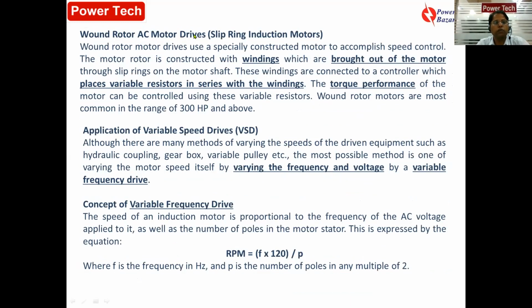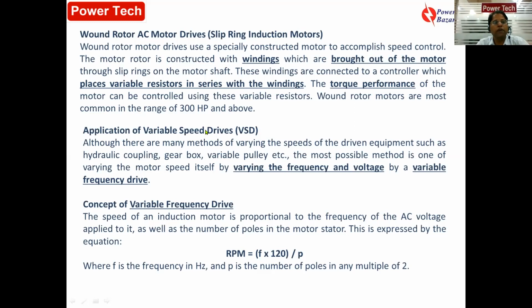Then rotor AC motor drives, that is, slip ring induction motors. We all know that induction motors are of two types: squirrel cage induction motors, and slip ring induction motors. By adding resistance in the circuit, we can change the R, due to which the slip will change, due to which the speed will change. So a variable resistor is placed in series with the windings. By changing the resistors, we can change the speed. Here the torque performance of the motor can also be controlled using these variable resistors. This is particularly utilized for different torque applications.